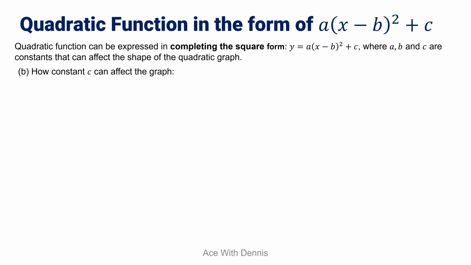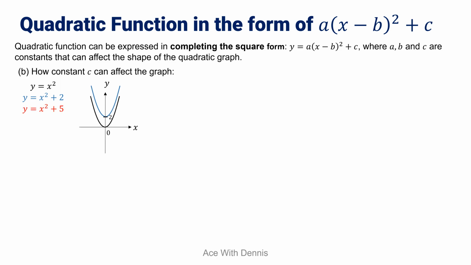Now the next question, how can constant c affect the graph? So here is an example. We start with the basic graph y equals x squared. This is how it looks when y equals x squared. Now if I modify this equation, which becomes y equals x squared plus 2, what it means is that the original graph y equals x squared is shifted 2 units upwards, where the y-intercept here now equals 2.